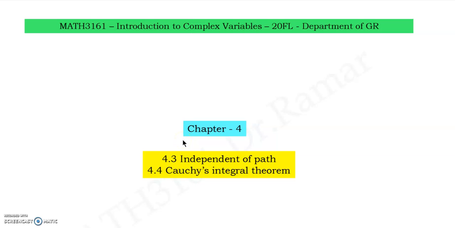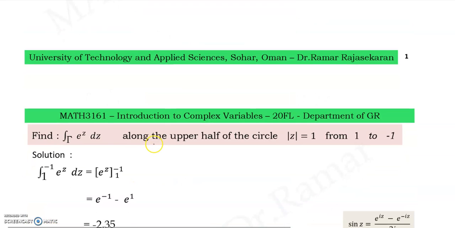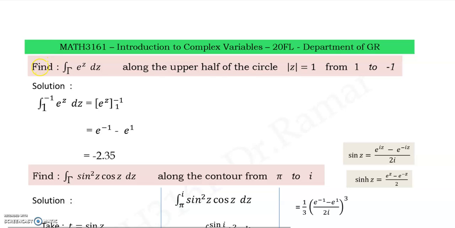Dear students, in this video we are going to see 4.3 and 4.4. Now, find the integral over gamma of e to the power z dz along the upper half of the circle mod z equal to 1 from 1 to minus 1. Actually, this question means that the integral value depends only on the endpoints, the limits. Lower limit is 1, upper limit is minus 1. It does not depend on the path.